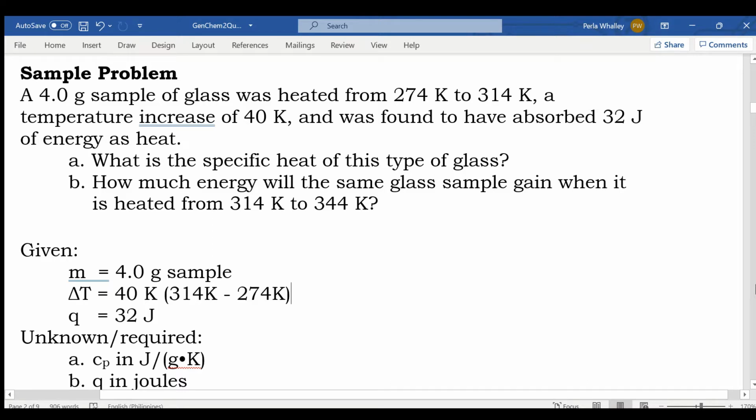Again, we have to write the given, the unknown or the required, the formula, and the solution. Given is the 4.0 grams of sample, the change in temperature equal to 40 Kelvin, and Q, or heat, equal to 32 joules. Unknown: Cp in joules per gram times Kelvin, and Q in joules.